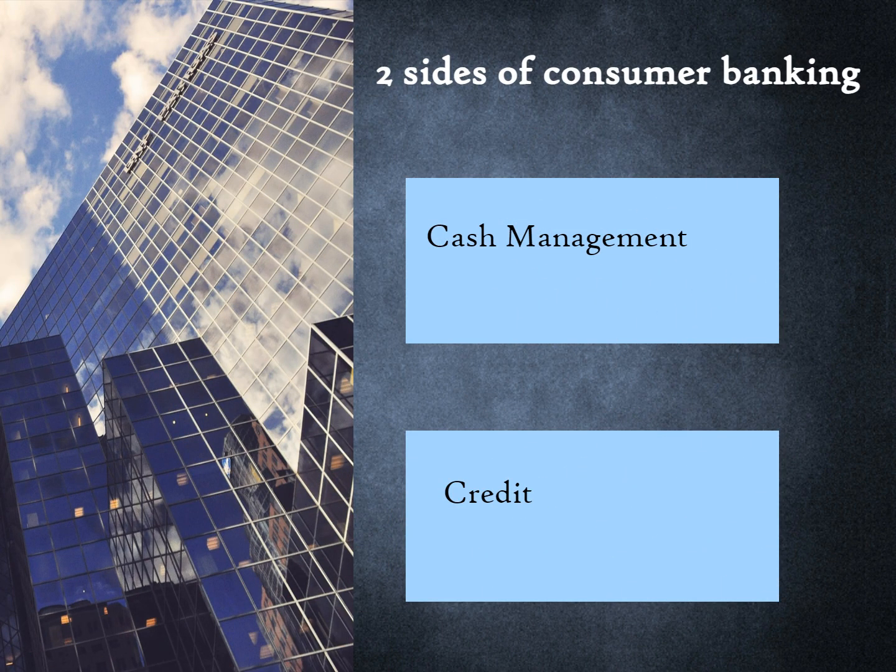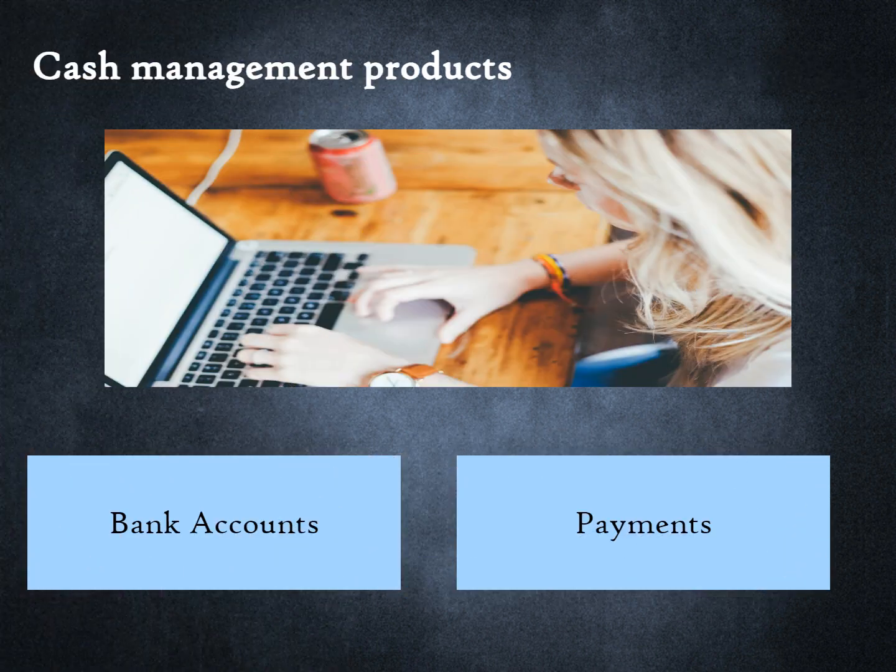Consumer banking products can be further grouped into two subcategories. Cash management products, in which consumers park their cash and transact from. Credit products are products through which the bank lends to consumers. Let us look at each one of them. The two principal cash management products are bank accounts and payments.